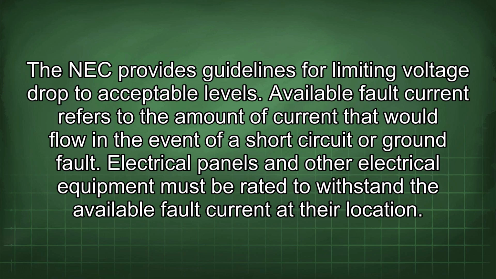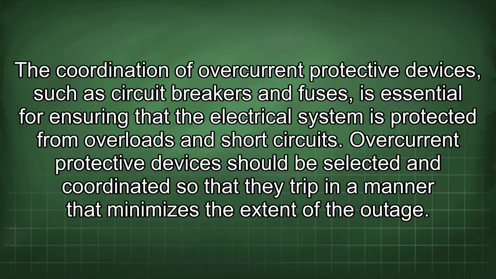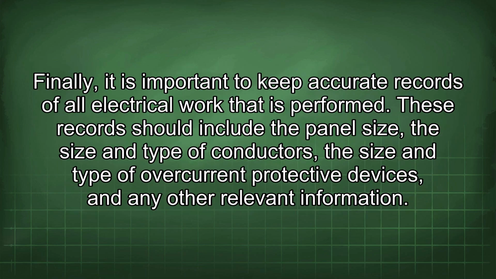Available fault current refers to the amount of current that would flow in the event of a short circuit or ground fault. Electrical panels and other electrical equipment must be rated to withstand the available fault current at their location. The coordination of overcurrent protective devices, such as circuit breakers and fuses, is essential for ensuring that the electrical system is protected from overloads and short circuits. Overcurrent protective devices should be selected and coordinated so that they trip in a manner that minimizes the extent of the outage.